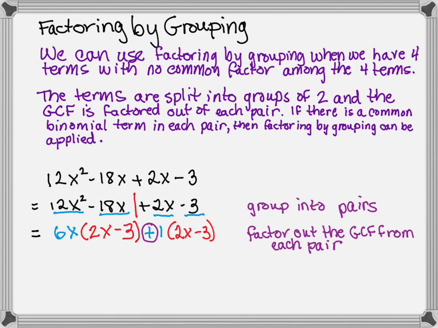Now, one note: the sign of that second greatest common factor, in this case it was 1, is going to be the same sign as that third term. So here that third term is positive, so our greatest common factor in that second pair is positive. If our third term had been negative, we would have factored out a negative, and our greatest common factor would have been a negative.